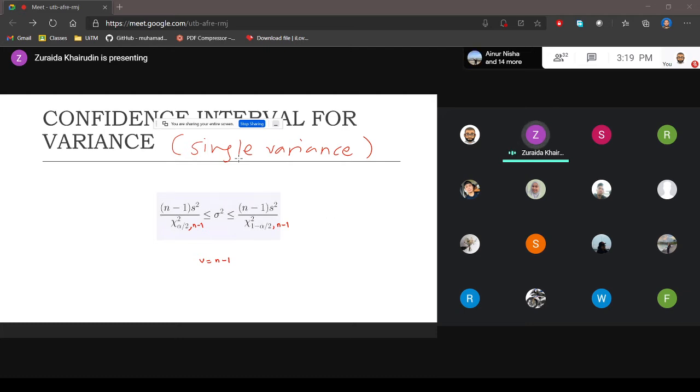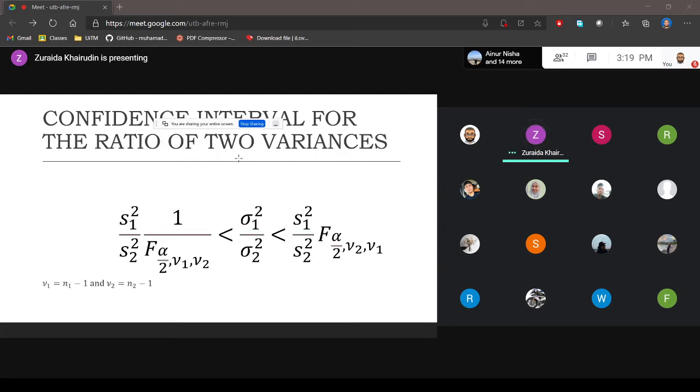Next, this is the fourth one that we've learned, confidence interval for the ratio of two variances. Ratio, nisbah, this is the ratio. Sigma 1 square, that means variance from population 1 over variance from population 2. We use F distribution. Make sure you know how to read the F distribution table. There are many values, but we read by alpha, level of significance.